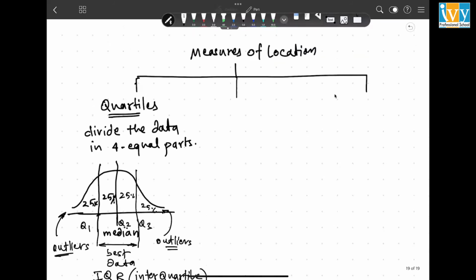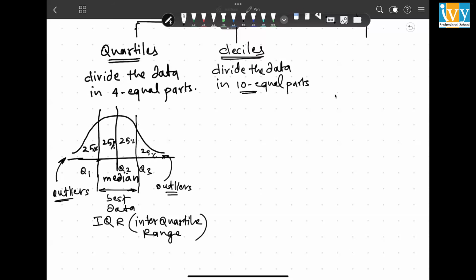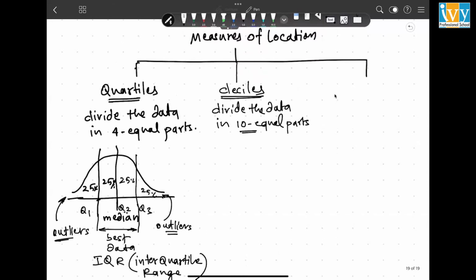If we are dividing the data into 4 parts, let's divide it more. Deciles are similar to quartiles. You just divide the data into 10 equal parts. Then if I divide the data into 100 equal parts, what do I get? Percentiles.